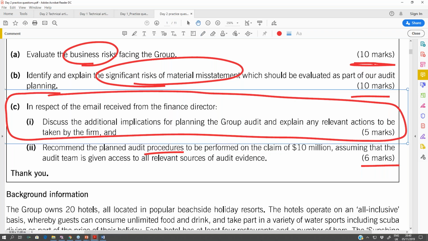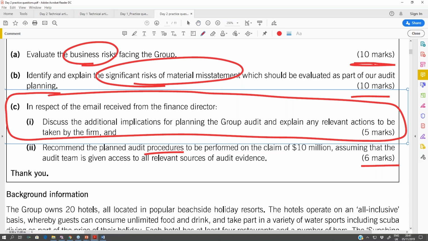You will be amazed to see how much similarity exists if you practice a lot of papers. We just did the June 19 paper, where we got an email from Len, and in that email there was something suspicious, and from that suspicious thing we need to identify the answer. See, the same is happening here. In respect of an email received from the finance director, discuss the audit implications for planning the group audit and explain any relevant actions to be taken by the firm.